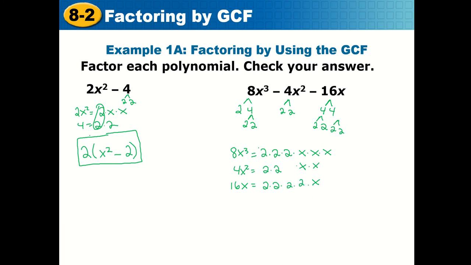Okay, so again, greatest common factor. So 2 and x. Oh, we got another 2 in here. I forgot about that one. 2 times 2 and x. So our greatest common factor.